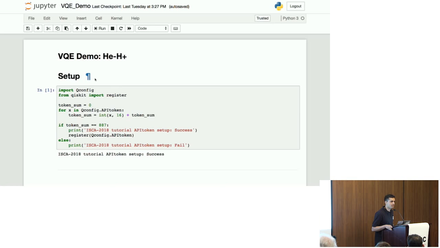So the first step is just, everyone please run the first cell, and you should see "API token setup success." So raise your hand if you see success. Great. Does anyone not see success? If so, we'll come around and help you out. Okay, cool. This is just reading from the configuration file. We set up the API token earlier, which is why it's working again.